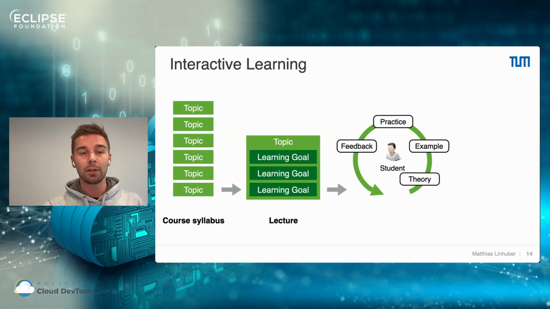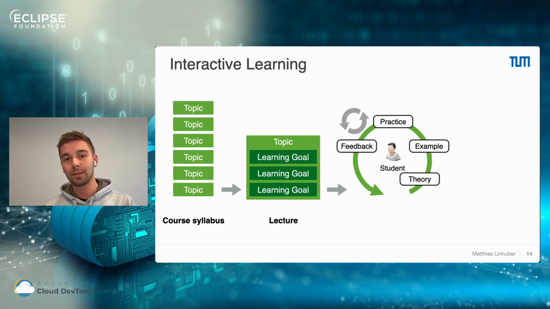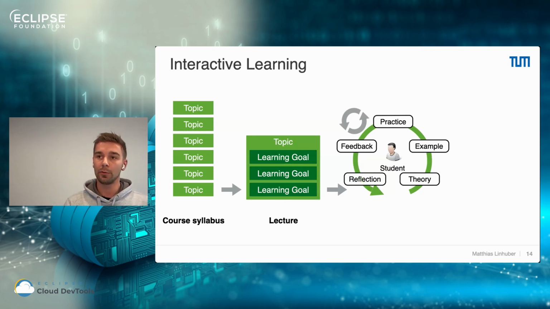And what we actually want to do to make it interactive, we want to have multiple cycles of practice, getting feedback on what you did, and then practice again until you really understood the concept that we were talking about. The ideal outcome is then some kind of reflection, so the students actually gain something from that. And this process will be repeated multiple times over the course of the semester, and in some cases, even multiple times per lecture. This is what we call a learning sprint.